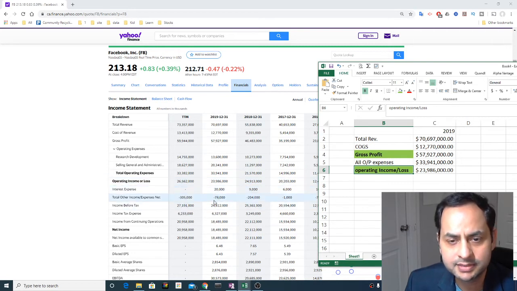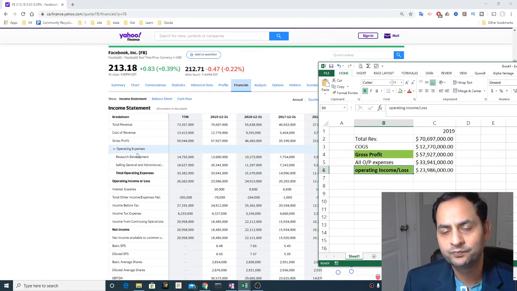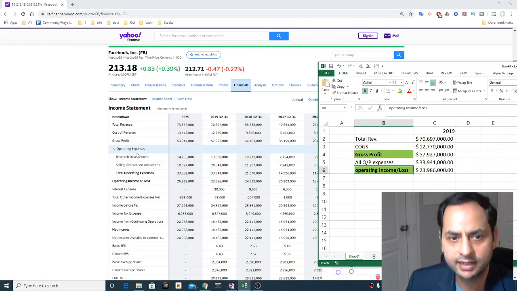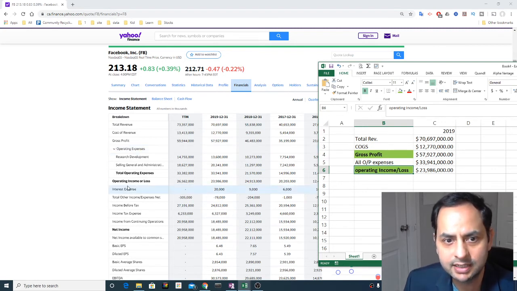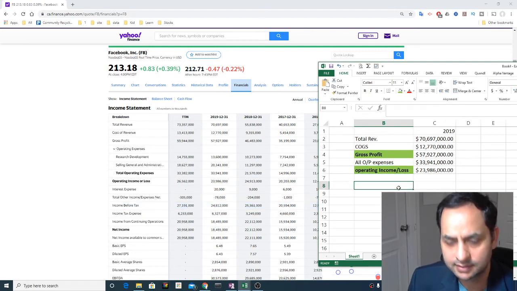Then any other income or expenses. This is other than the operating income or expenses, which are not part of our operating income. This is not directly related to revenue generation, it's indirect. Any non-operating income and expenses will come here. Then we have interest income, and then we have income before tax. Income before tax is another one.